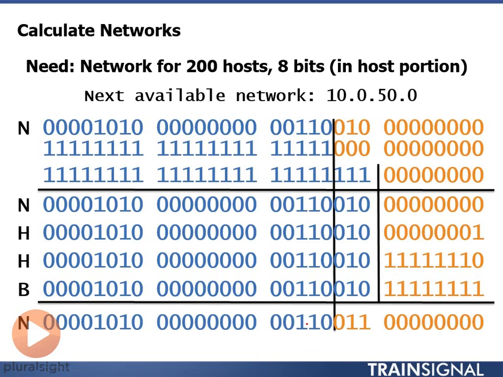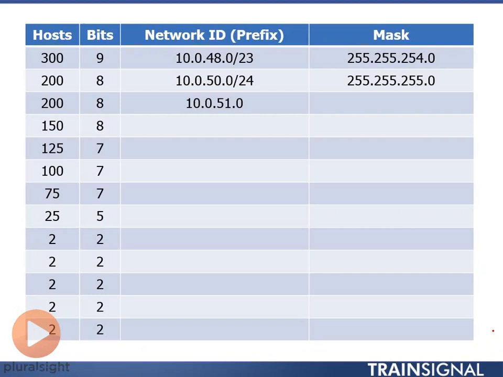10.0.51.0. So now let's take these in their 8-bit sections, convert it back to decimal, and fill in our chart. So now we know that a mask for 8 bits is /24. The mask is 255.255.255.0. Our next available network, 10.0.51.0. And we once again need 8 bits in our host portion.